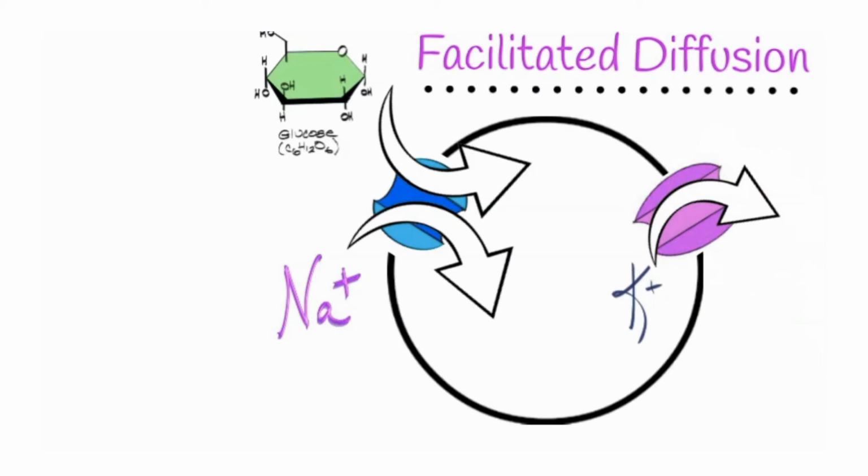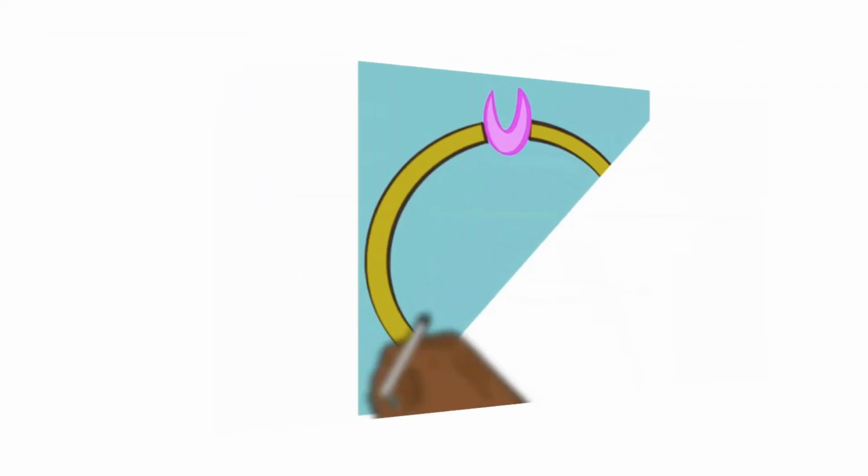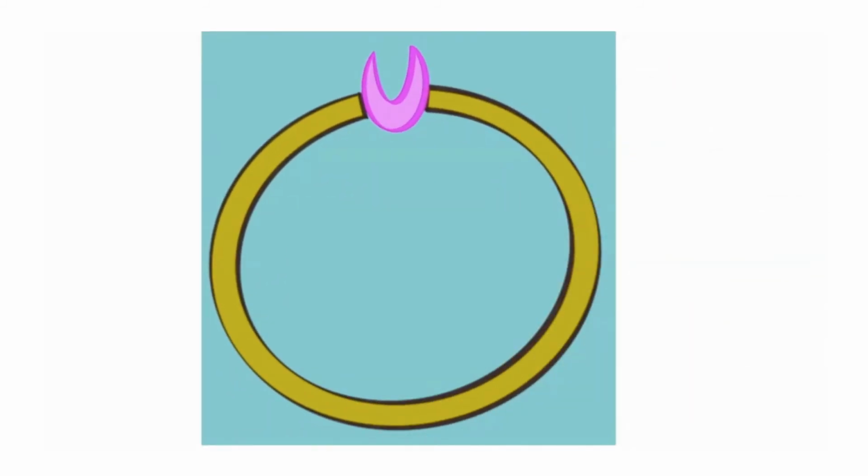Oftentimes they are totally separate channels, but to be clear, there is a form of active transport that moves both sodium and glucose through the same channel, and that's known as the sodium glucose transporter, which we will focus on in a later video. Okay, so we talked about channel proteins.